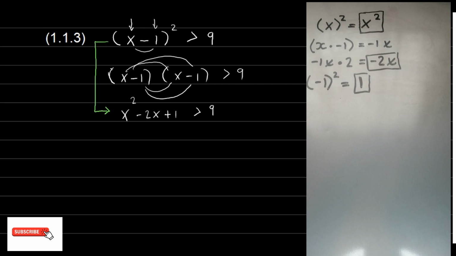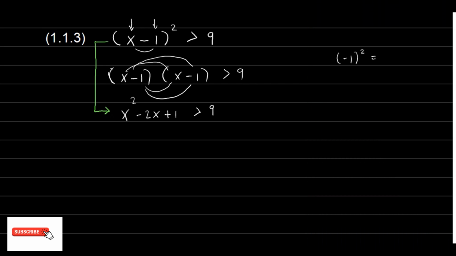And then from here, what do we do? Obviously, for you to be able to solve this quadratic inequality, you need to have a 0 on your right hand side, right? So you're going to move this positive 9 to the left hand side, and when you move it, it becomes a negative 9. So you're going to have x squared minus 2x plus 1 minus 9 is greater than 0. Okay, simply add your like terms. You're going to be left with x squared minus 2x plus 1 minus 9 is negative 8. Okay, so it's negative 8, which is greater than 0.